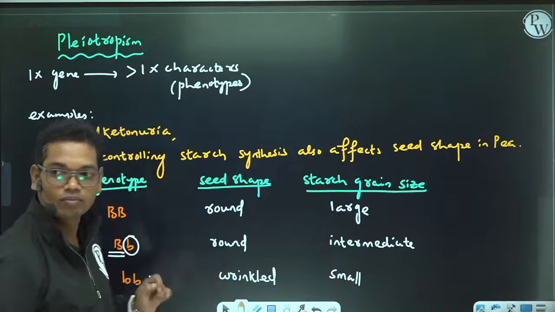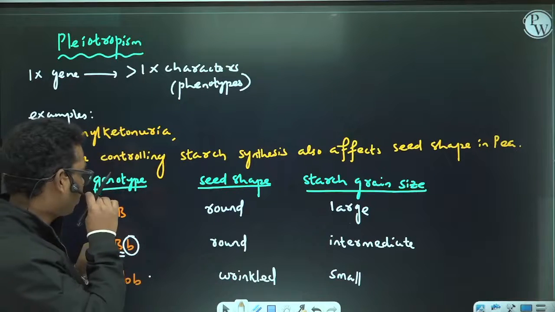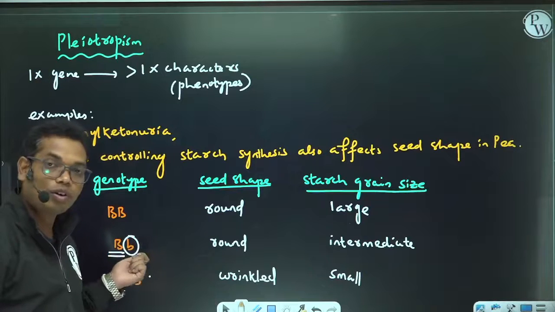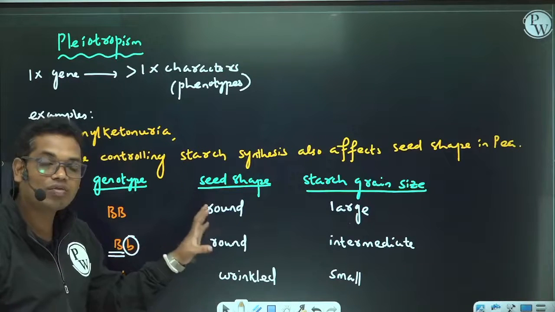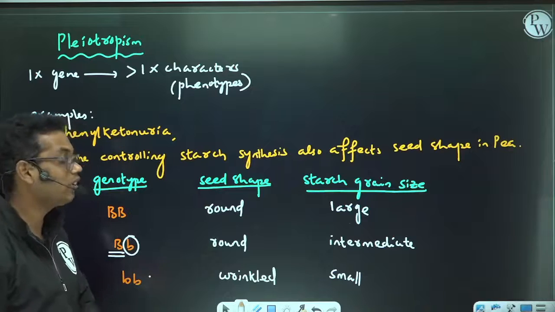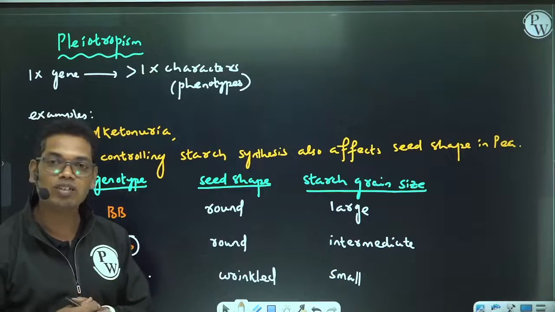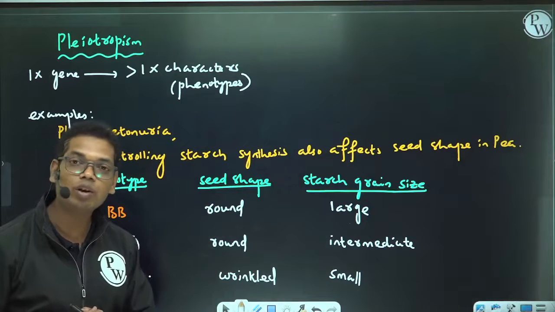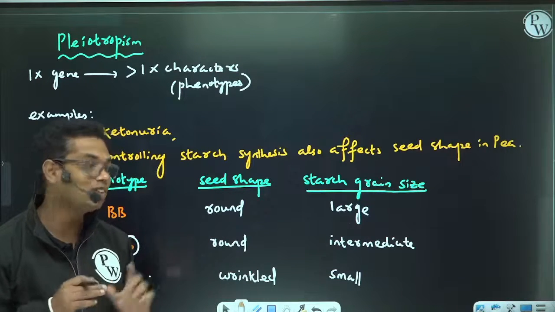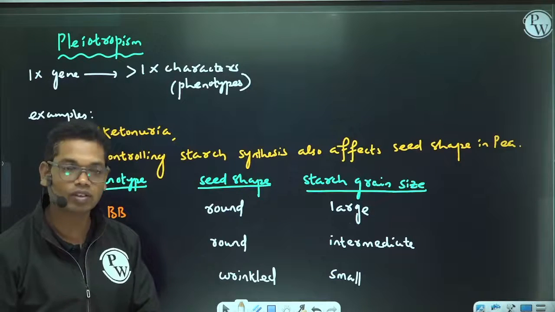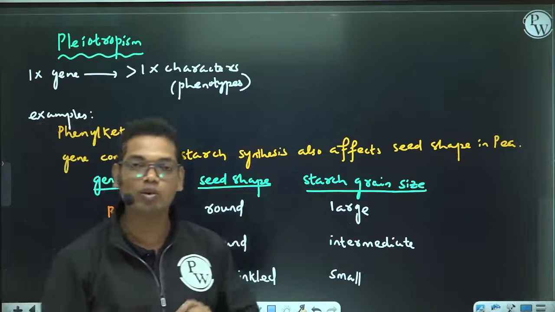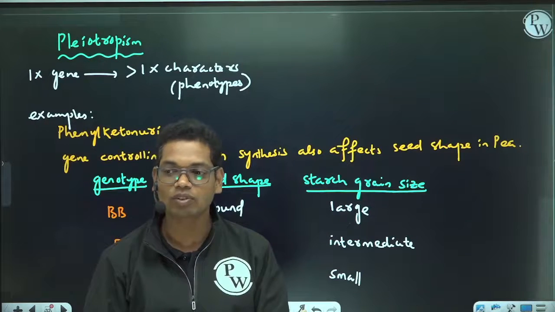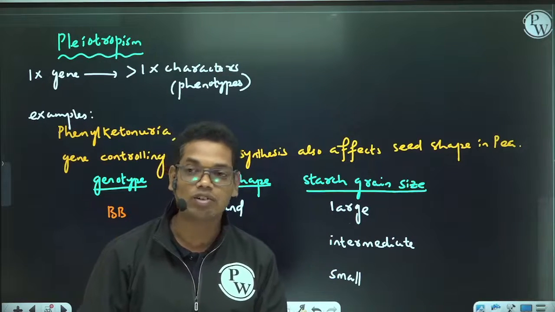So clear? What I'm trying to say here is that whether the capital B will be dominant or not depends upon the character we are considering. And that is why the NCERT says that dominance is not an autonomous feature of gene. Whether the allele will be dominant or not, that depends on the character we take. Okay, so that point you please note down. Dominance is not an autonomous feature of gene, rather it depends on the character we consider.